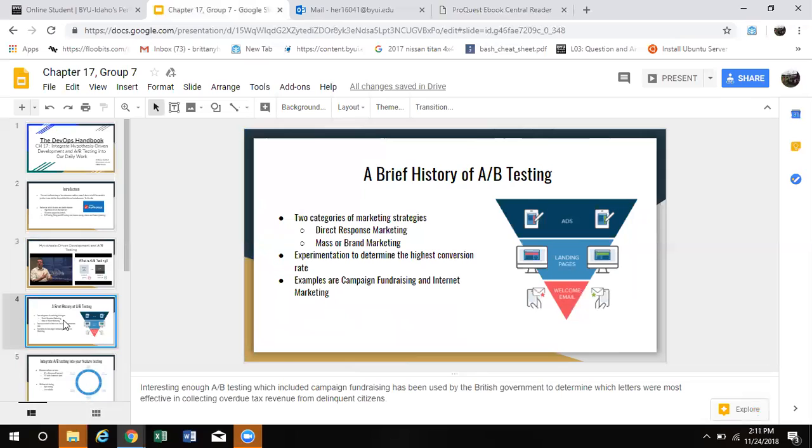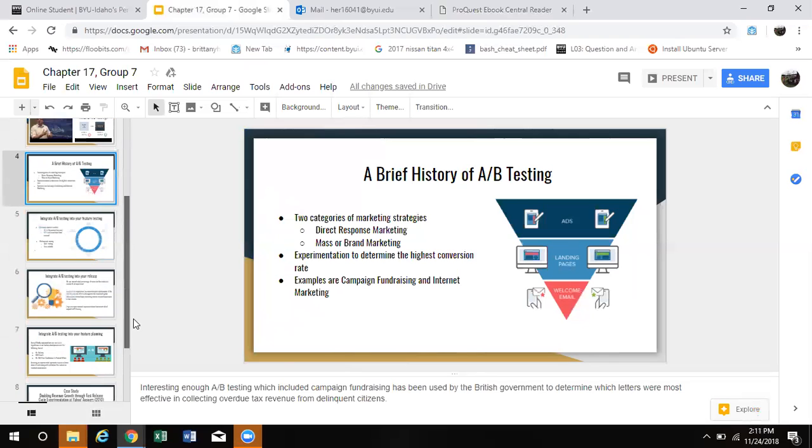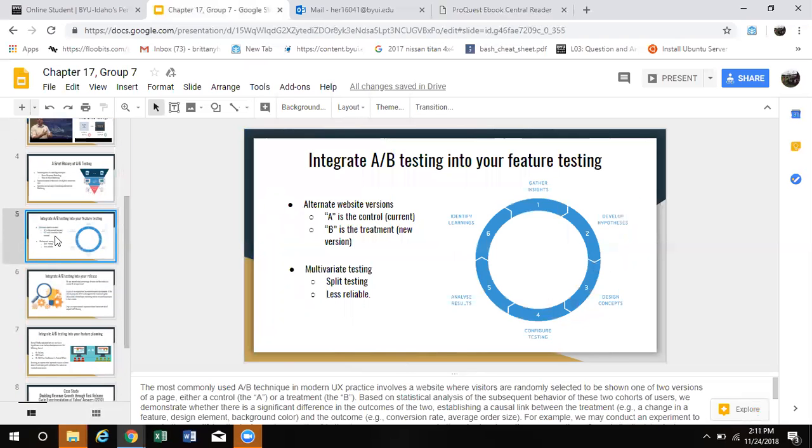So A/B testing, which included campaign fundraising, has been used by the British government to determine which letters were most effective in collecting overdue tax revenue from delinquent citizens. So it's been used for a while for different purposes. All right, integrate A/B testing into our feature testing.